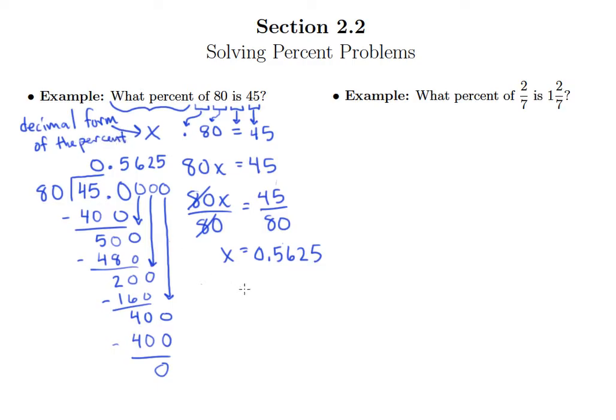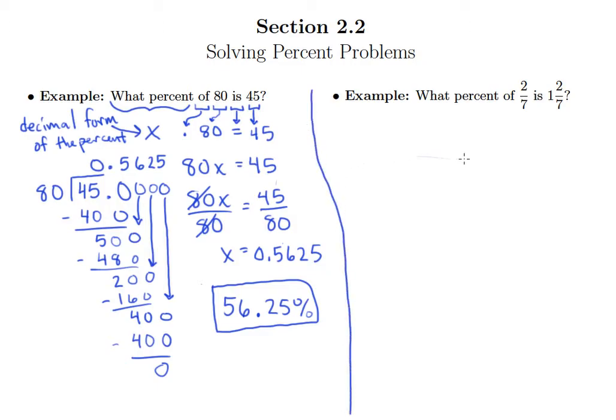So we have to remember that if we're solving for the percent in a percent equation, we need to then take the answer we get for x, move that decimal to the right 2 places so that I can actually report the answer as a percent. So we get 56.25%.